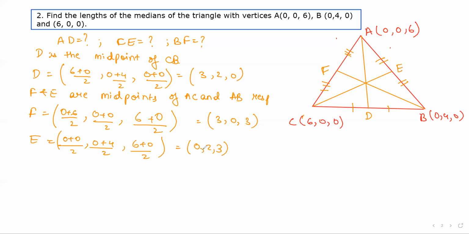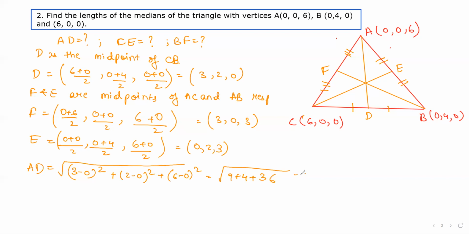Now that you have these points, all you have to do is apply the distance formula. So AD is equal to, you have the coordinates for A as well as D, the root of (x2 minus x1) squared, so we'll consider D as x2 and A as x1. So (3 minus 0) whole square plus (2 minus 0) whole square plus (0 minus 6) whole square. This is equal to root of 9 plus 4 plus 36, which is root 49.